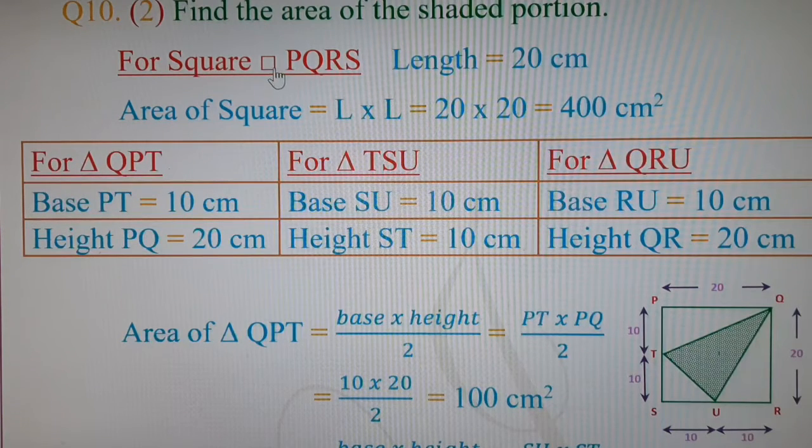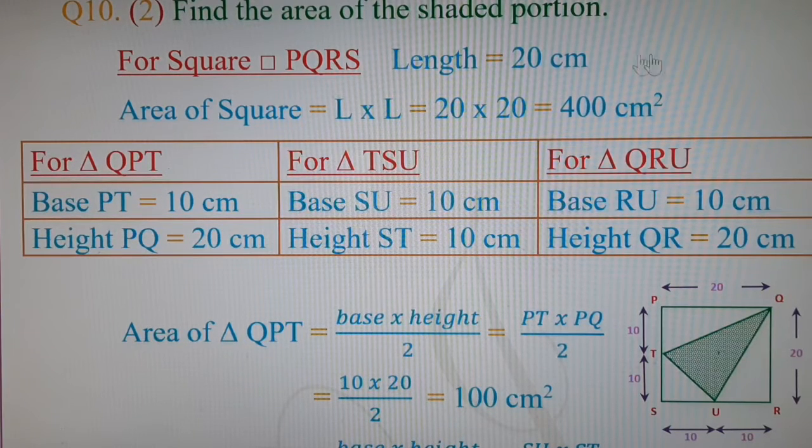For square PQRS, the length is 20 centimeter. The breadth of the square is also 20 centimeter. In a square, the length and the breadth are the same, so we'll write only the length, that is length is equal to 20 centimeter. Breadth we will not write because it is understood that in a square, the length and the breadth are the same. So this square is of 20 centimeter.